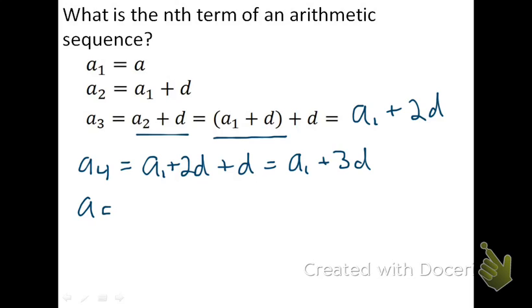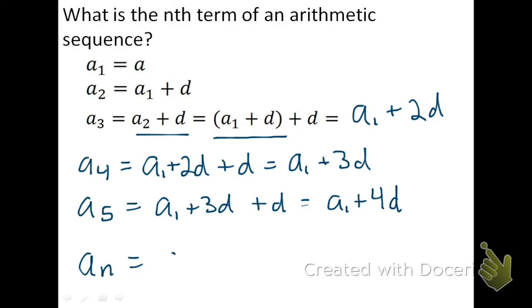So how about a sub 5 now? We have a sub 4, which is a sub 1 plus 3d, plus d, which is just a sub 1 plus 4d. So do you see the pattern here? To find the nth term, a sub n, we're going to have a sub 1 plus (n minus 1) times d. We had 4d for a sub 5, 3d for a sub 4. So for a sub n, we have a sub 1 plus (n minus 1) times d, because we're going to add d n minus 1 times to go from a sub 1 to a sub n.